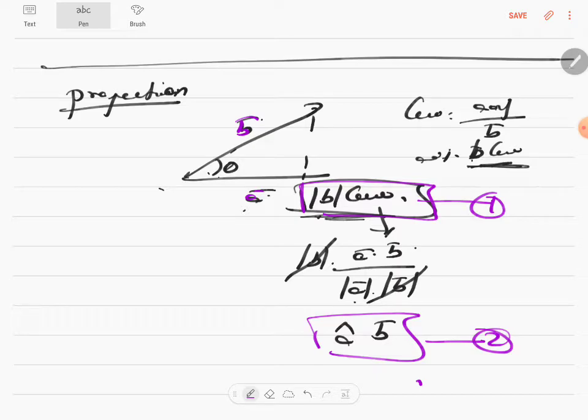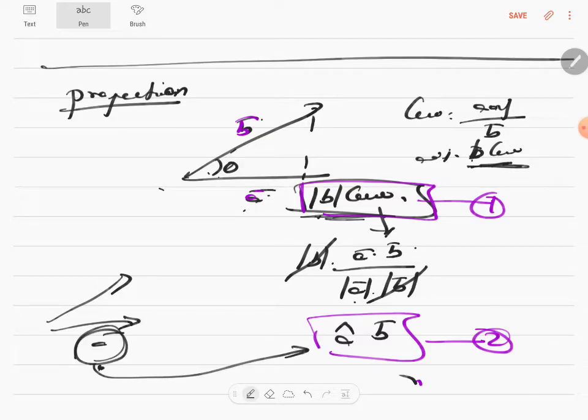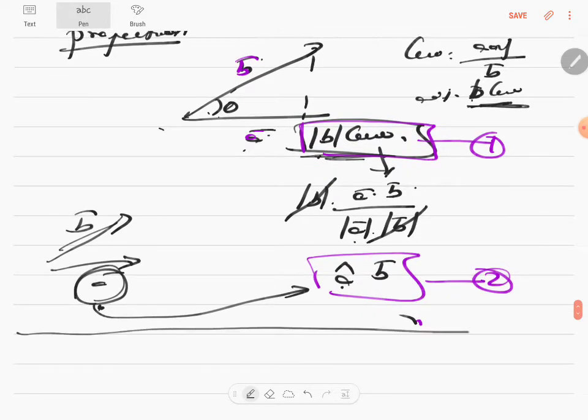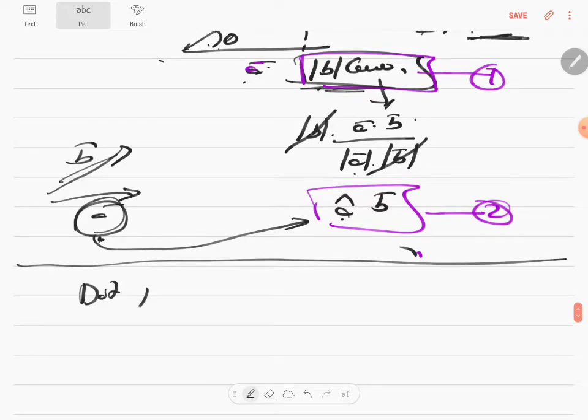See, supposing I am projecting a B vector on A vector, I only need the direction of A vector, so I can write only A cap. I am projecting only the B on A, so it's A cap dot B vector. Are you clear? Yes.